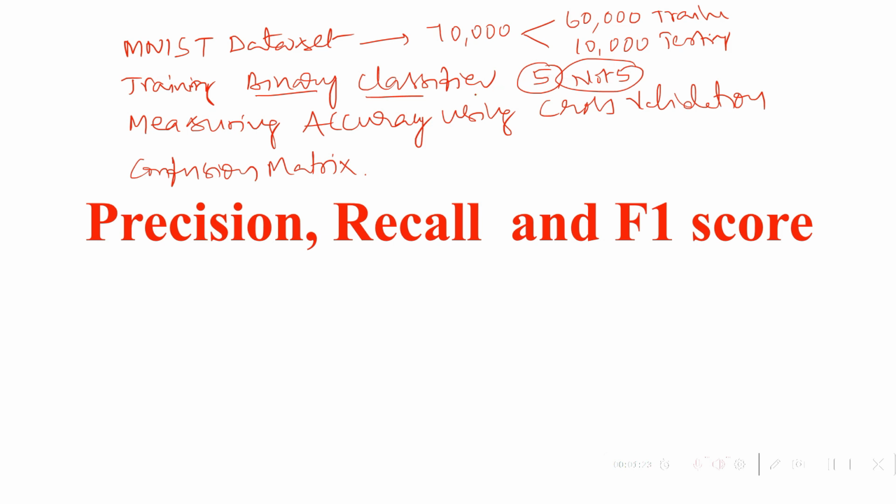After training the binary classifier, we are going to find out the performance of our model. For that we are applying one method, accuracy using cross validation. But there are different approaches to find the performance of our model. One is the confusion matrix. Based on the confusion matrix there are different types of performance metrics: precision, recall, and F1 score. In this video we are going to discuss precision, recall, and F1 score.